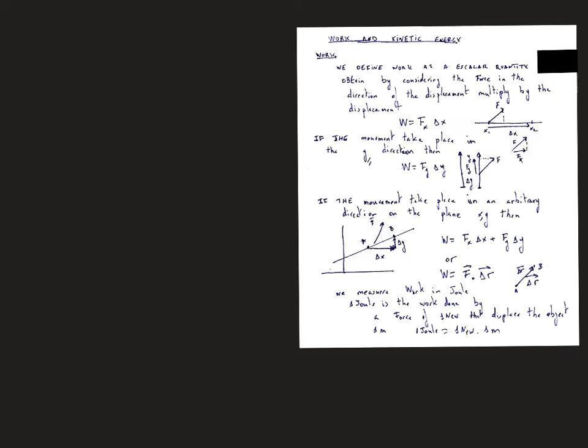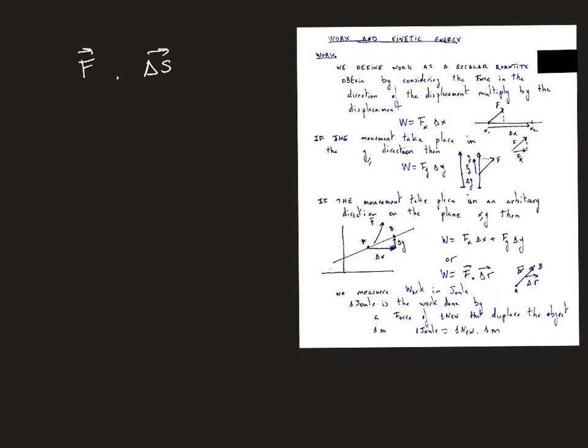This video is about the definition of work, the definition of kinetic energy. What is work? How do we define work? To define work, we need two elements: force and displacement. And these two elements are vectors. So the first element is the force, a vector force, and the second element is the displacement.